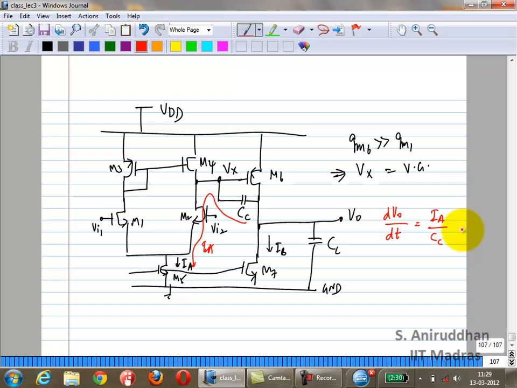The other condition is that M6 needs to be able to source not only IA. All of this current flows out from M6, which means M6 needs to be large enough and the voltage at Vx needs to be small enough such that such a large current can flow: IB plus IA plus whatever else. All of that needs to flow through M6. So that is one condition, but this assumes that the slew rate is input limited.